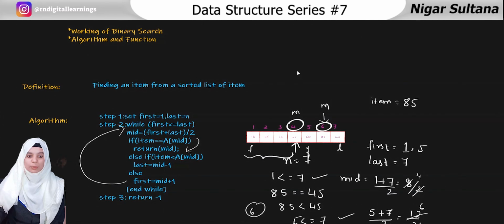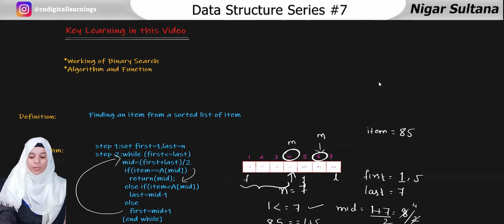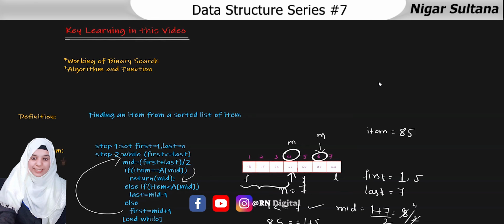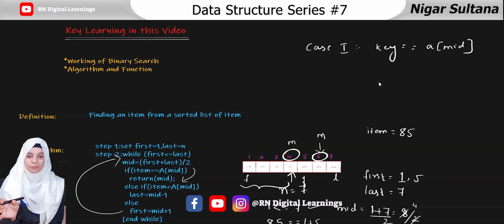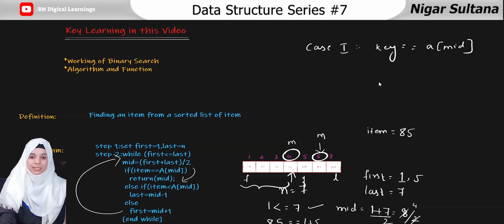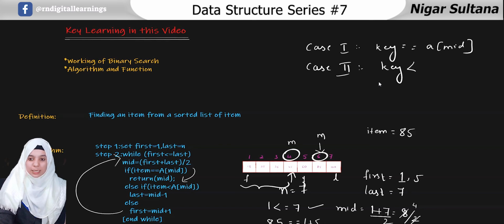You just remember there are 3 cases. First, we are going to search for the key. Here also we come across 3 cases. The first case is we compare the key with A of mid. When the key is equal to A of mid, we are going to return the mid value. There is another case, that is case 2. What is case 2? If key is lesser than A of mid, we are going to search the left part of the mid.